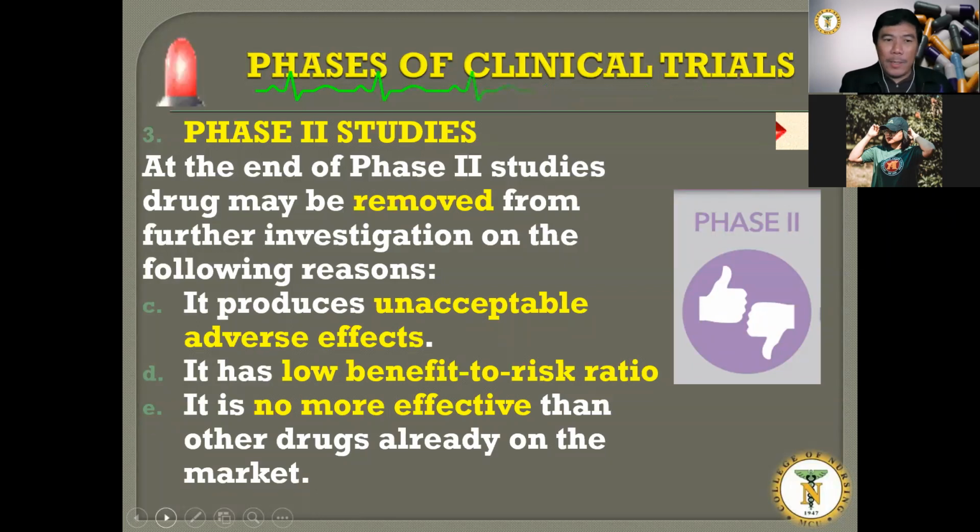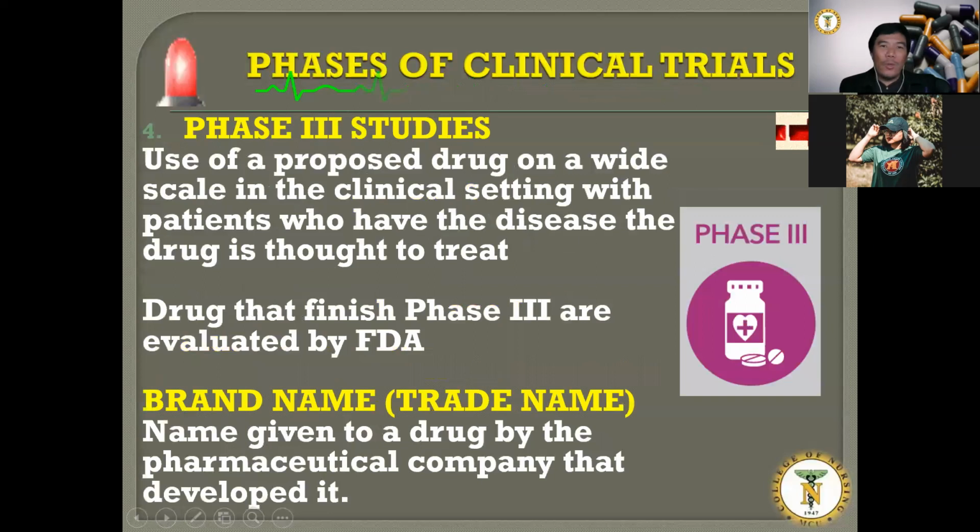Pero if in the phase 2 studies, it passed through, ayan na. Pasok na tayo ngayon sa phase 3 studies. Kaya if you will notice sa phase 3 studies sa mga vaccines, may mga brand na sila. Pag nag-pass na ng phase 2 studies papunta ng phase 3, these are the ones na identified na yung brand name, generic name, and so on and so forth. So use of proposed drug in a wide scale.